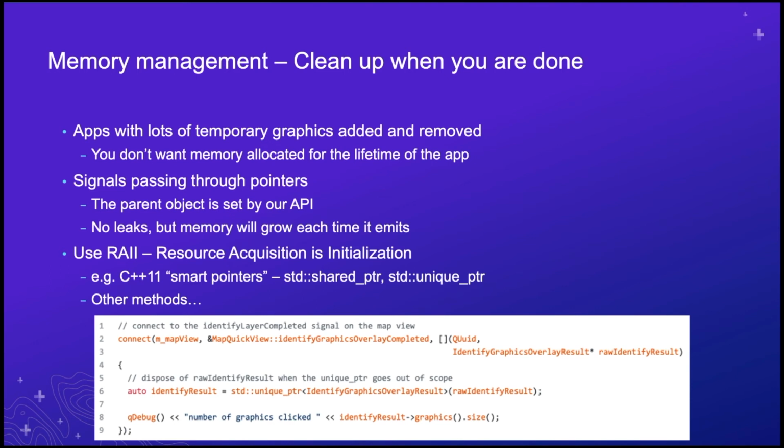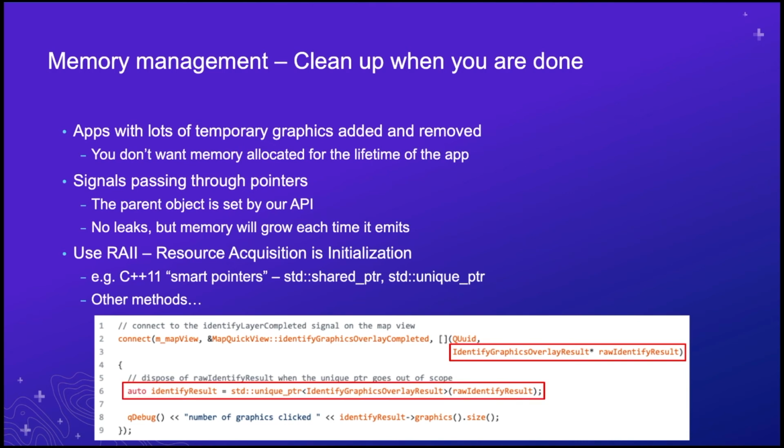So in this case, we're connecting up to the MapQuickView identify graphics overlay completed signal. In this example, we would click on the map. We'd want to identify which graphic we clicked on. Every time you do that, the signal will pass through an IdentifyGraphicsOverlayResult pointer. Again, this pointer does have a parent, so this isn't technically leaking. However, this will continue to grow every single time you click on the map and perform an identify.